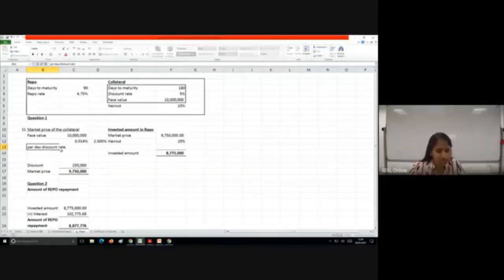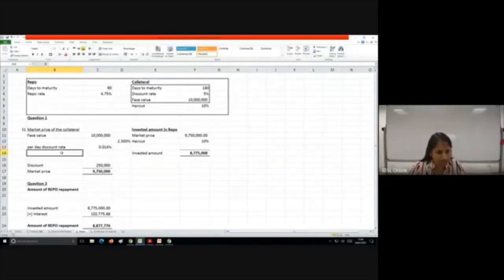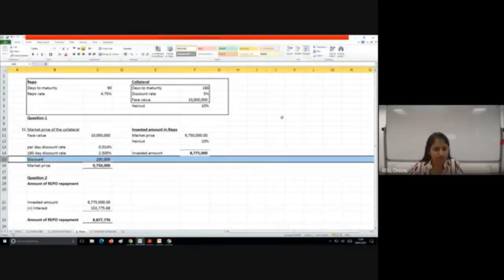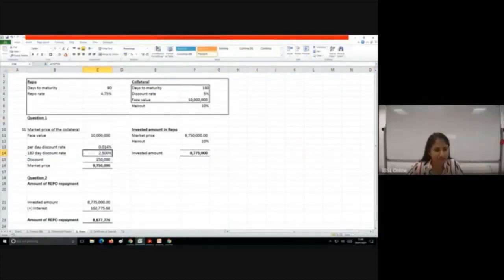So first you calculate the per day discount rate, which would be this. Then you calculate the 180-day discount rate, which is this. And then you calculate the discount in amount terms by simply multiplying the 180-day discount rate by the face value. You will get your discount in amount terms. And then you arrive at the market price, which is essentially the price of this treasury bill.